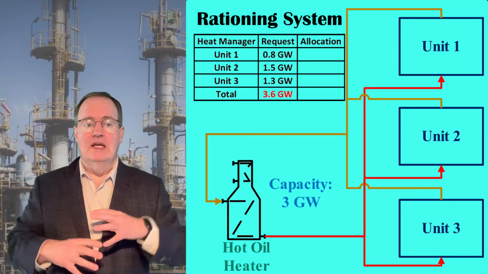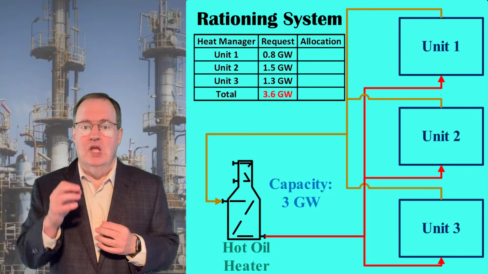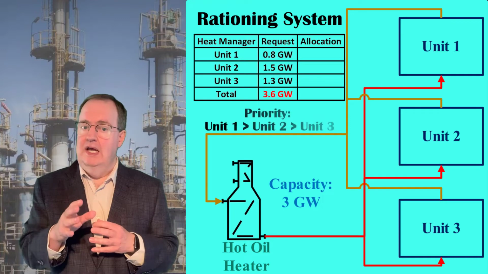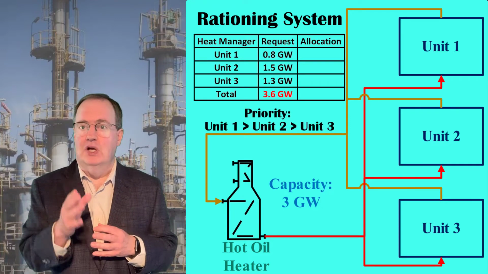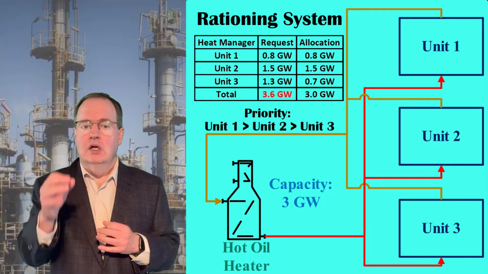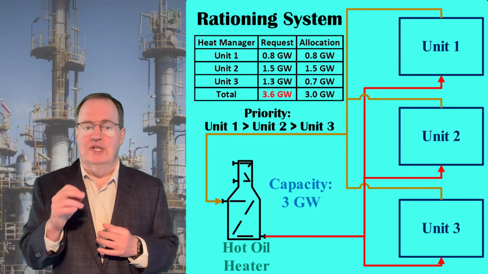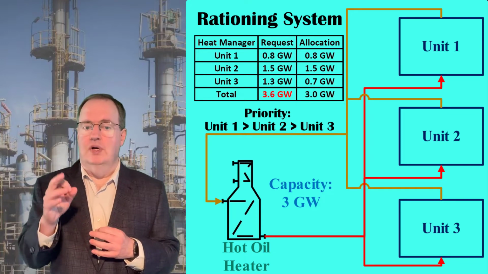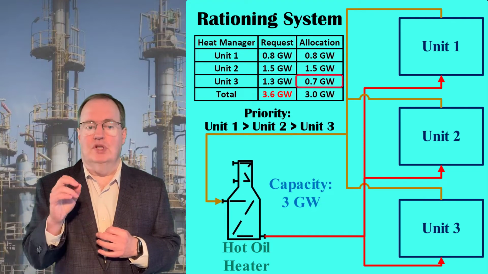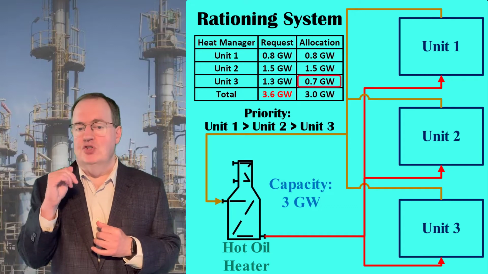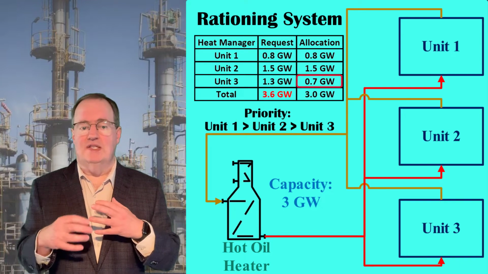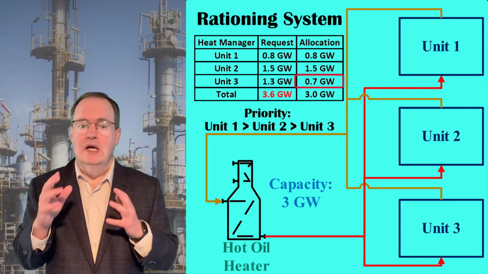When a unit needs heat, it sends a request to the resource manager, which will be a piece of code. The resource manager then has to decide how to allocate the available heat, generally through a priority list, and replies to each unit with their allocation. Here, with the three units together requesting more than the capacity of the heater, the lowest priority unit is allocated less than its request. Each unit needs to be able to control their heat flow so that they don't take more than is allocated. Systems like this can be found with limited capacity hot oil, steam, cooling water, absorber, or scrubber systems.